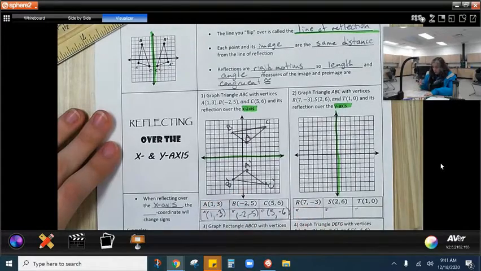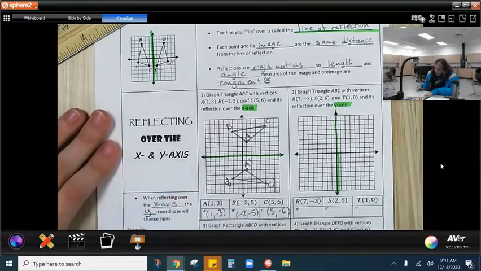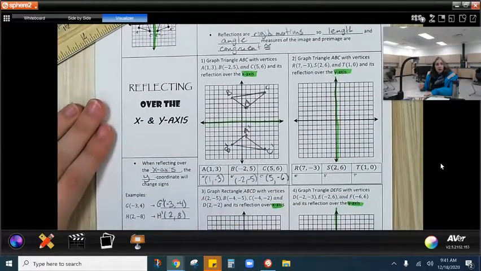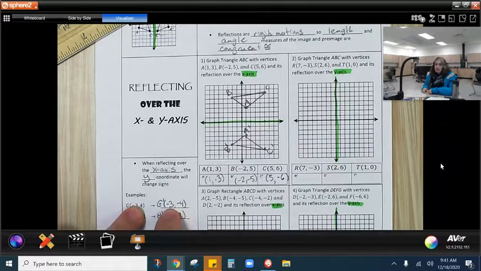So hopefully you notice that when we're reflecting over the x-axis, the y coordinates will change signs, right? If I have a point G that's at -3, 4, G prime will be at -3, -4. So the x coordinates did not change. They stayed exactly the same, and the y coordinates just changed signs. It went from positive to negative.